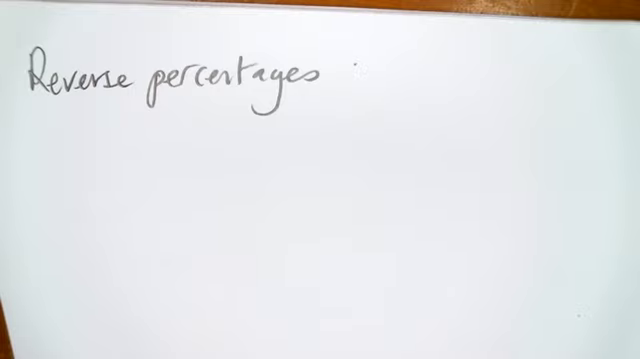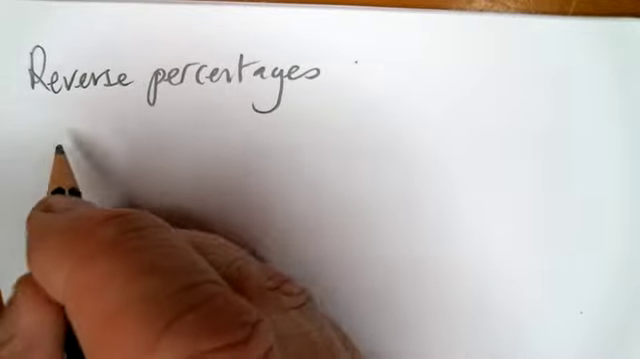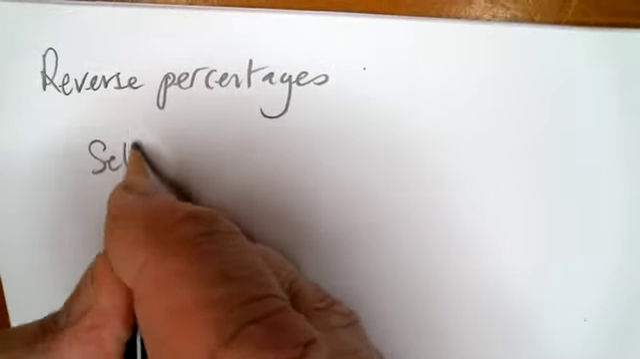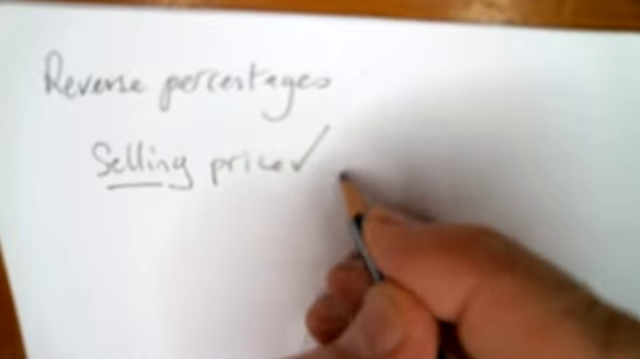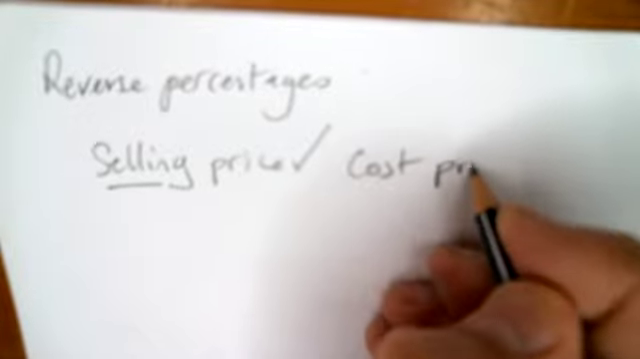All right, let's have a look at this next topic, which is called reverse percentages. Reverse percentages are usually in the form of, if I, for example, know my selling price. Let's say we're selling a product and we know the selling price. The selling price is a known quantity, and we want to find the cost price. So, a simple matter, okay?